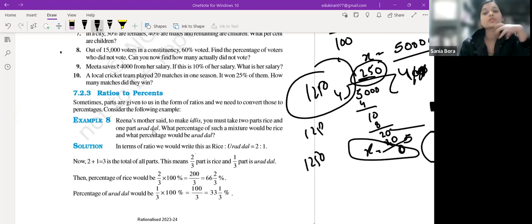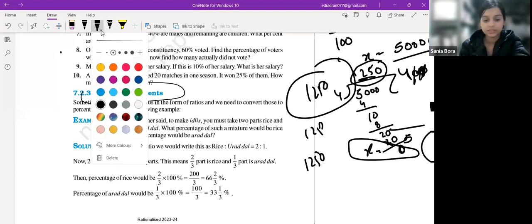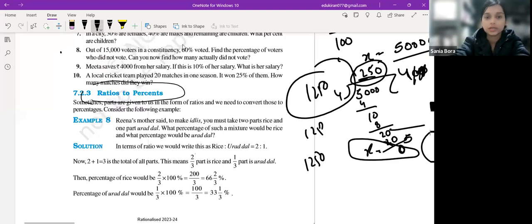Okay, so today we are going to start with a new concept, which is ratio to percentage. Till now we only did percentage to fraction, fraction to decimal, all that. But today we are going to do ratio to percentage. We are going to discuss what ratio is and what percentage is. Percentage you already know, but you don't know the ratio.